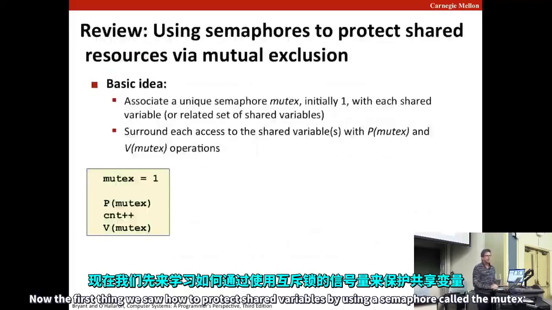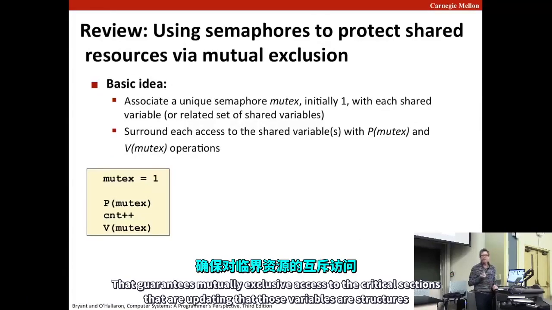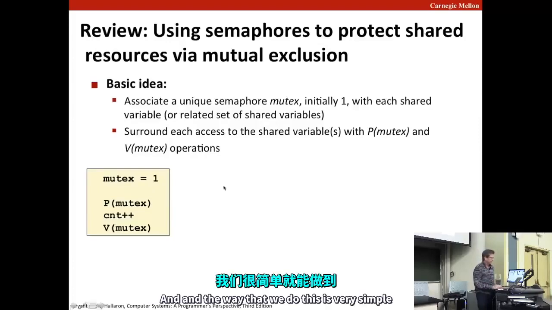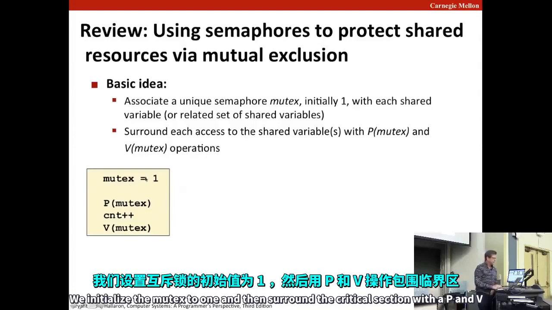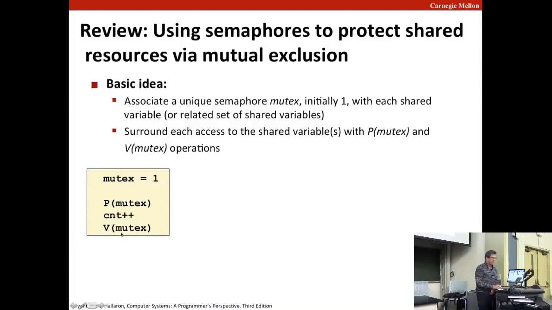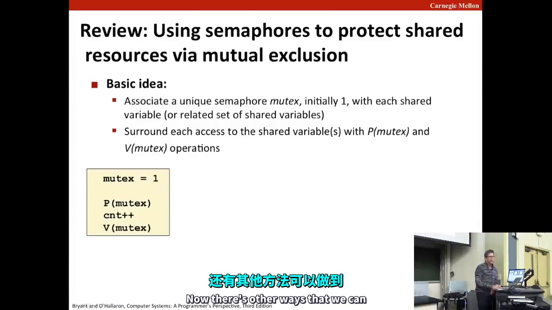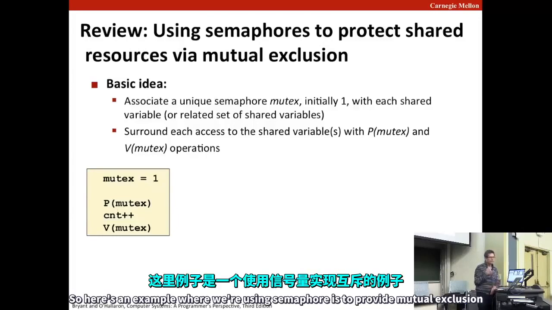Now, the first thing, we saw how to protect shared variables by using a semaphore called a mutex that guarantees mutually exclusive access to the critical sections that are updating those variables or data structures. And the way that we do this is very simple. We initialize the mutex to 1 and then surround the critical section with a P and a V. So here's an example where we're using semaphores to provide mutual exclusion.